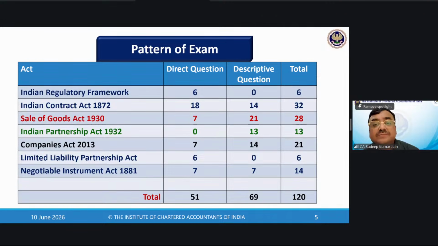Companies Act, 7 marks a direct question, 14 marks for descriptive questions. LLP, the direct question was 6 marks. Negotiable Instruments, 7 marks for a direct question, 7 marks for a descriptive question. Total 120 marks, because 1 question is of choice, and out of 120 you have to answer 100 marks, right?